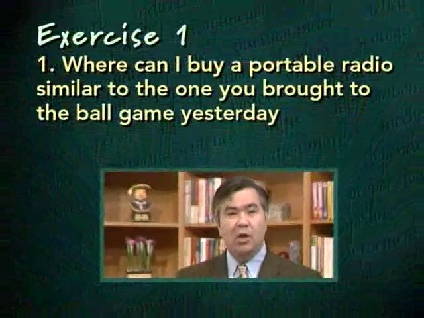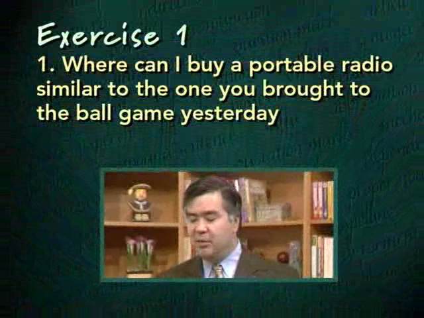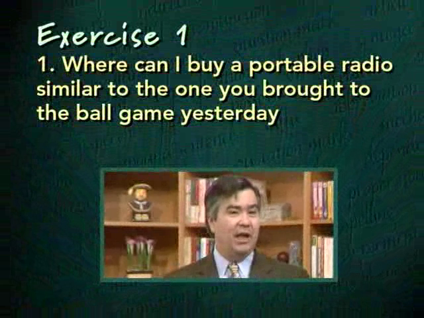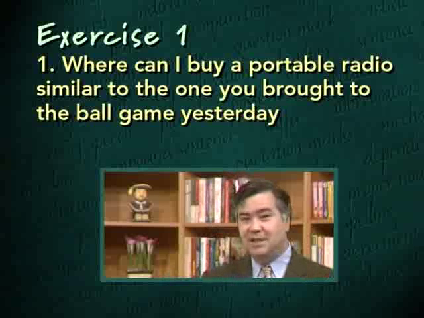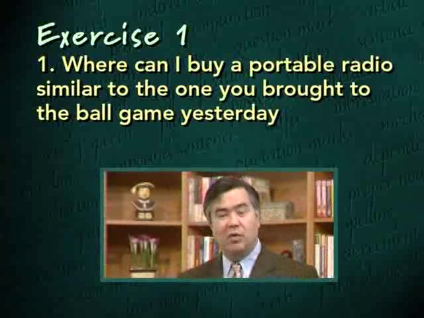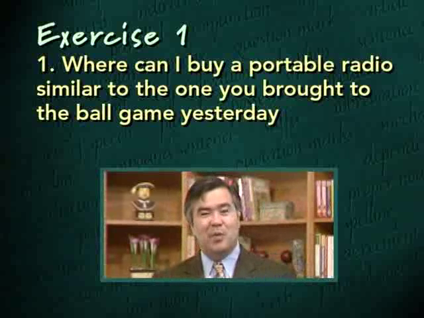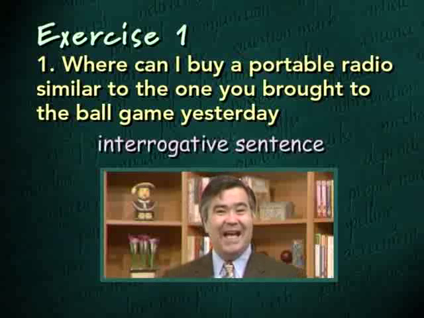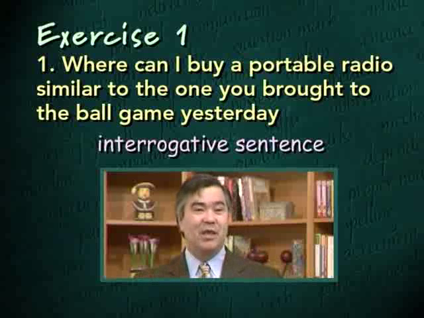In this exercise, we provided several sentences without end punctuation. Your job is to read each sentence, decide what type of sentence it is, and therefore what type of end punctuation is needed. Let's look at the first example. Where can I buy a portable radio similar to the one you brought to the ball game yesterday? Now, what type of sentence is this? Perhaps you can tell just from the words used that the person who wrote or is speaking this sentence is expressing a question. Therefore, this is an interrogative sentence and ought to end with a question mark.